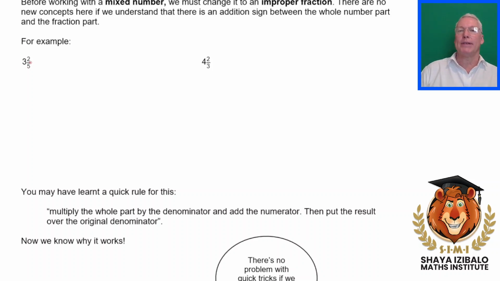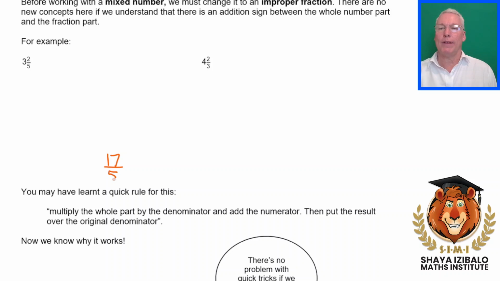converting what we call a mixed number, so that's got a whole number part and a fraction part, to an improper fraction. Now, you may well have learnt a method, and it's written down here. You multiply that by that, and then you add that. Now, that's sort of a clever trick. So, in other words, the final answer, 3 times 5, 15 plus 2, 17 over 5. And this one, 4 times 3, 12 plus 2, 14 over 3.